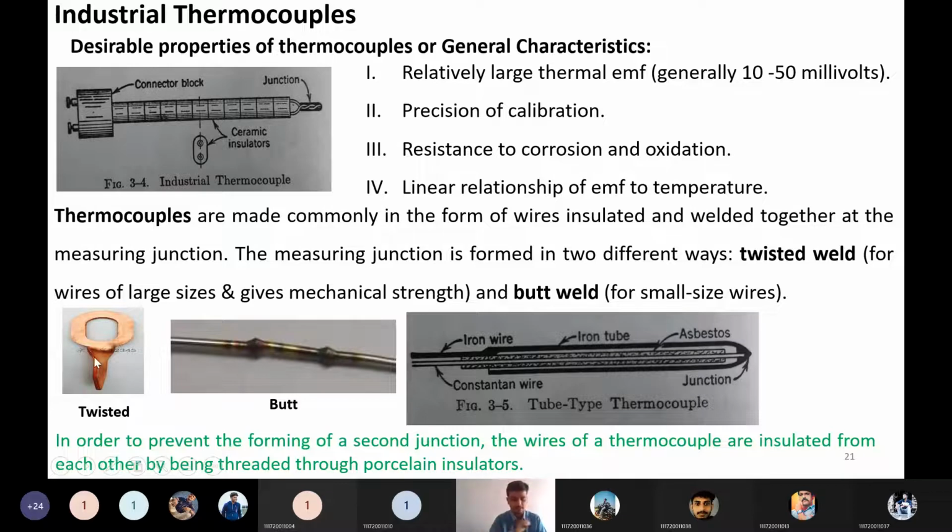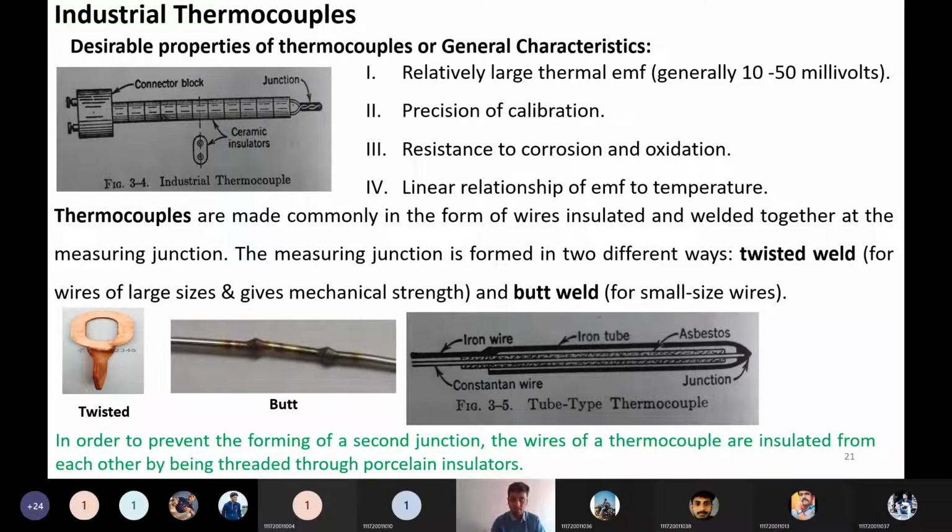So the shape of any junction after welding using the twisted welding will be more or less unchanged. The twisted weld is made of wires of large sizes, and it will also give good mechanical strength. So that's the advantage of twisted welding. And the next is the butt welding. The butt welding is usually preferred for small sizes of wires.